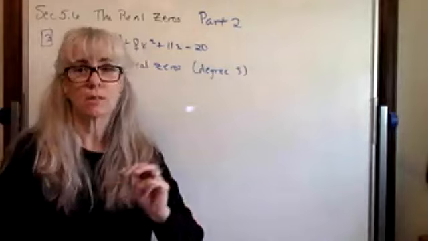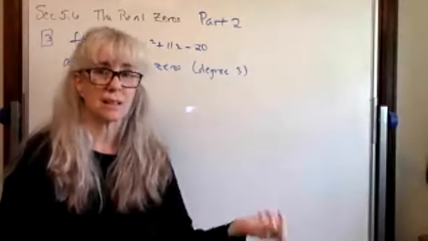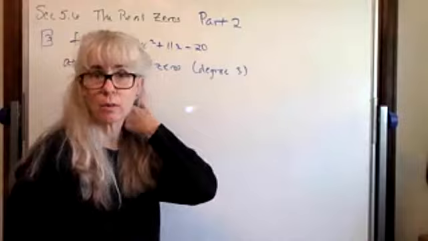It will have 3 zeros eventually. Whether or not they are all real is another question. But for this section, all we're doing is finding those zeros.